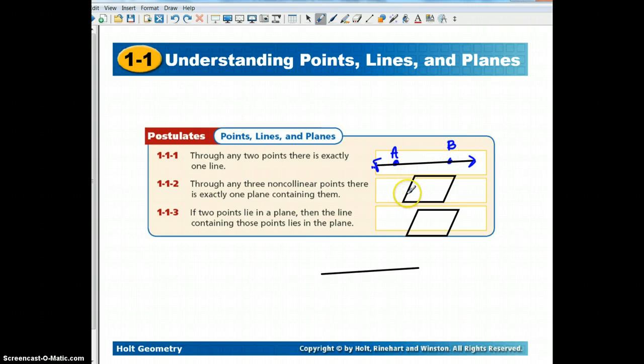Notice here I cheated a little bit, and I gave myself 2 parallelograms for planes. On this postulate, 1-1-2, through any 3 non-collinear points, so I'm going to put 3 points that are not on the same line, there's exactly one plane containing them. Postulate 1-1-3 says if 2 points lie on a plane, then the line containing those 2 points, if I connect those 2 points, will also be on the plane. That basically means the points are on the flat surface of the plane, which means the line will also be on the flat surface of the plane.